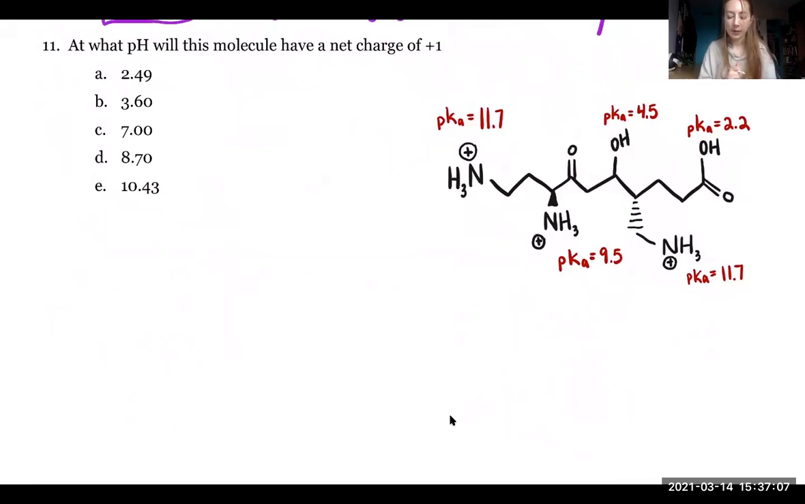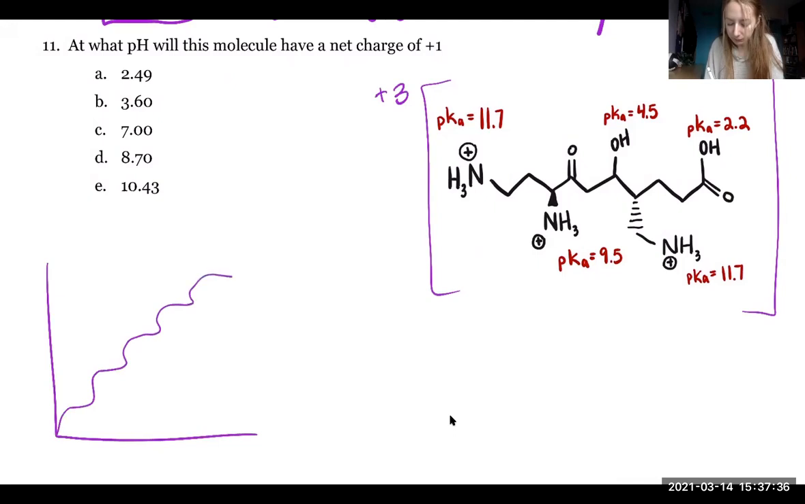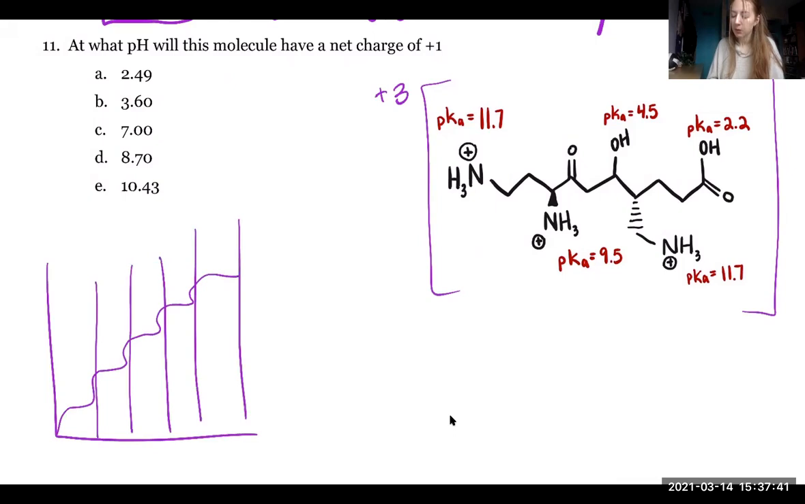All right. So this molecule will have a net charge at what pH? So the first thing you want to look at is what is our initial charge, right? So our initial charge here will be +3. And we need to get to a charge of +1. So if we draw our titration curve, we have 5 different pKa's here. So we're going to have 1, 2, 3, 4, 5 equivalence points.